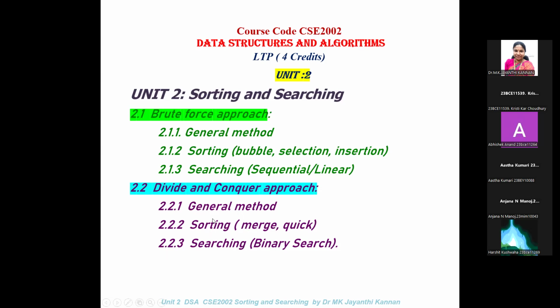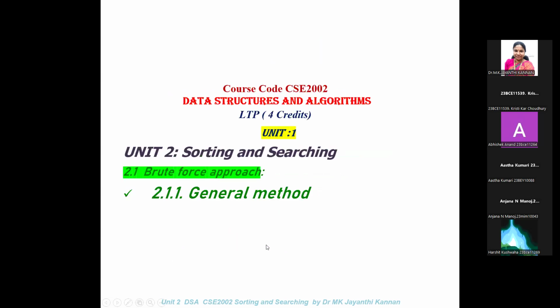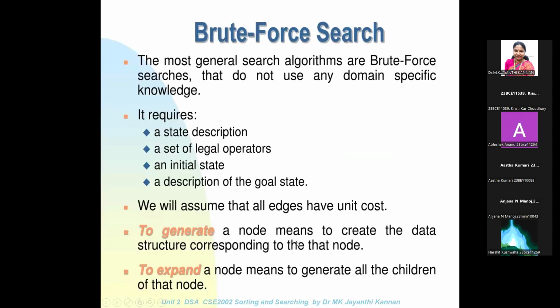The topics are only three topics. And the first topic is only the general method in both the brute force approach as well as the divide and conquer approach. Using the brute force approach, we have three sorting methods and one searching method. Using this divide and conquer approach, two sorting methods and one searching method. We discussed what is the approach and what is the logic behind that.